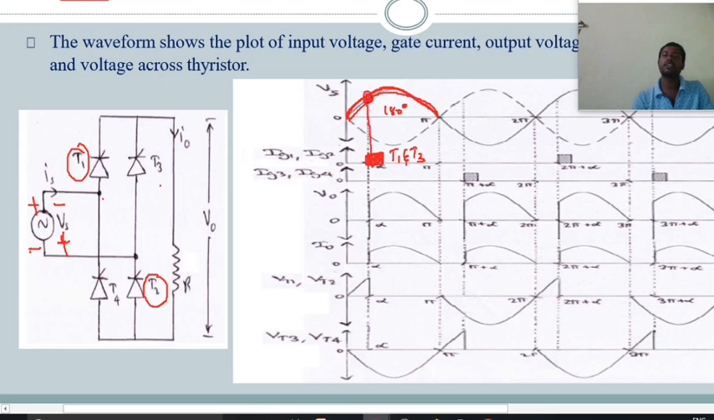At this point, the firing angle is given. So an exact replica of the input will appear as output here. That firing angle is alpha, and the output starts immediately after giving the firing angle. This will be the output voltage. And after that, thyristors T1 and T2 will be reverse biased after the positive cycle reaches pi, that is 180 degrees.